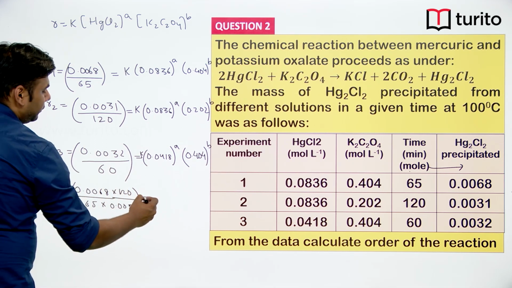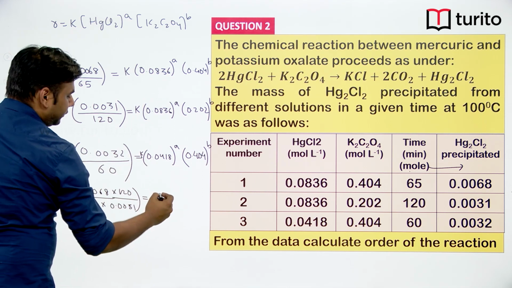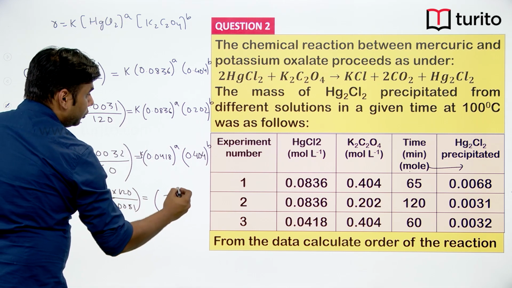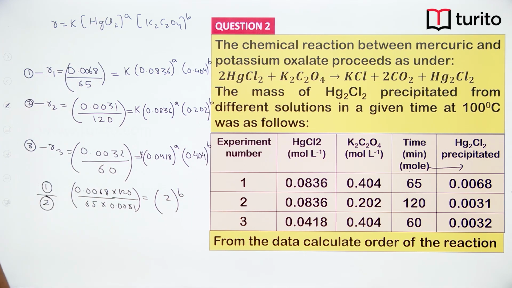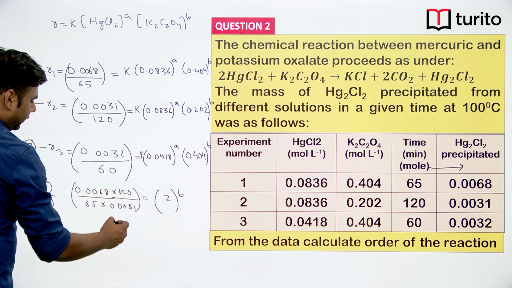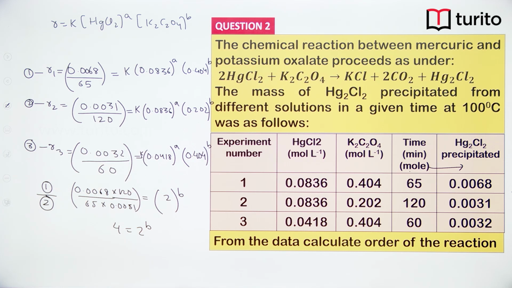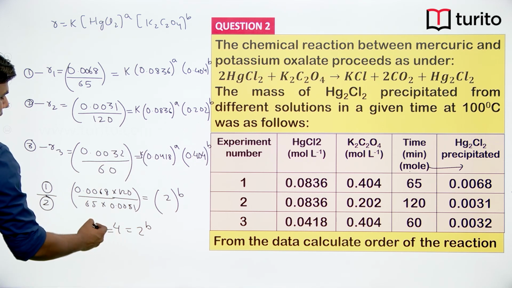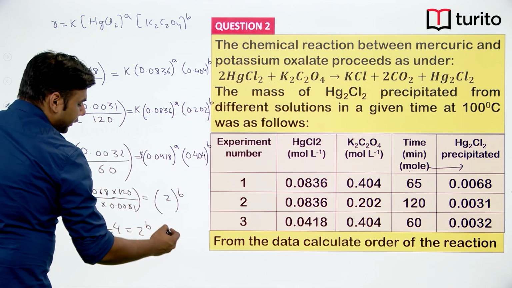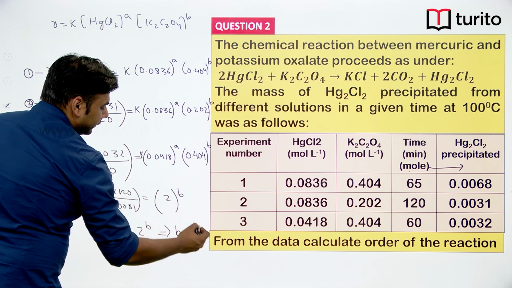Okay, this should be equal to, these two terms will get cancelled out, so this will be basically 2 raised to power B. When you do the calculation, you will get 4 over here, so 2 raised to power B is equal to 4. So we can write this as 2 raised to power 2.